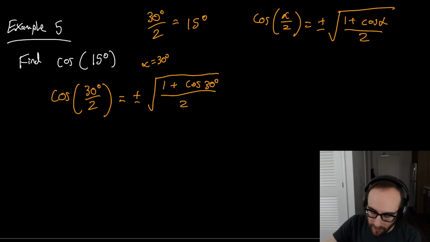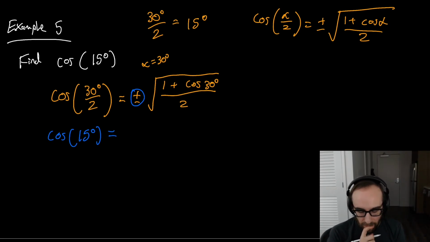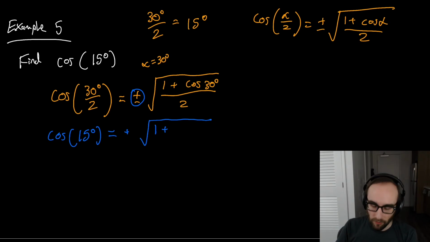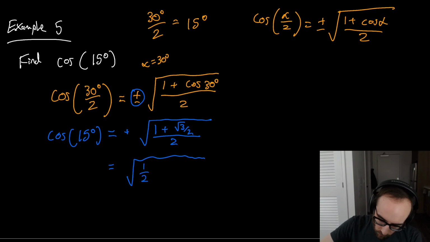Okay, so the first thing I want to look at is the sign in front here, the plus or minus. I can rewrite this as 15 degrees on the left. We know that we are in the first quadrant at 15 degrees, which means cosine is positive. So we're just looking at the positive square root. Then we can put into the numerator what we know, which is cosine of 30 degrees. Cosine of 30 degrees is root 3 over 2, all over 2.